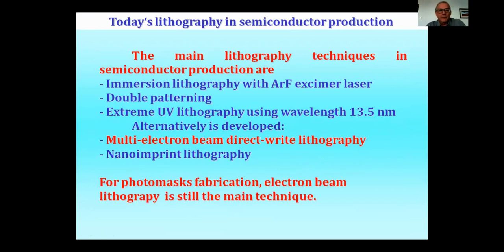So we can say that the main lithography techniques in semiconductor production are not based on particles like electrons, X-rays or ions, but on photons. It is still photon lithography. One of these is immersion lithography with excimer laser, then double patterning, and the favorite is extreme UV lithography using a wavelength of 13.5 nanometers. But alternatively, multi-electron beam direct write lithography and nano-imprint lithography are being developed.